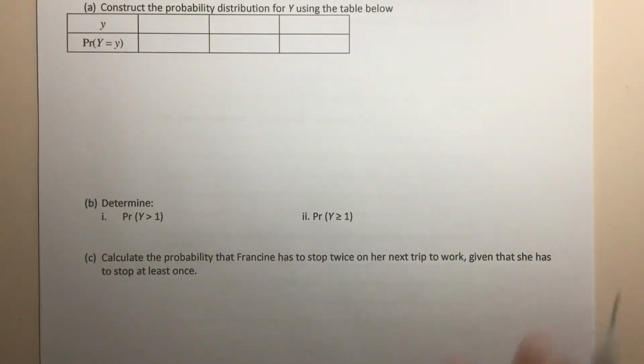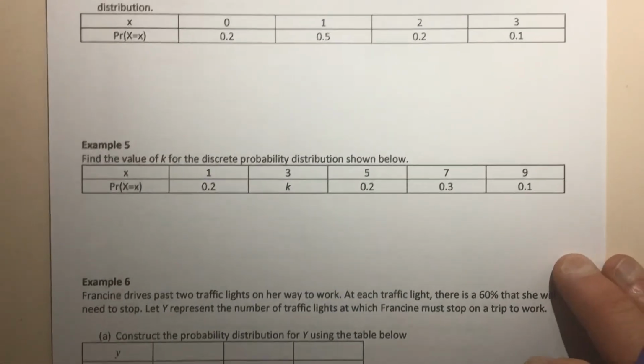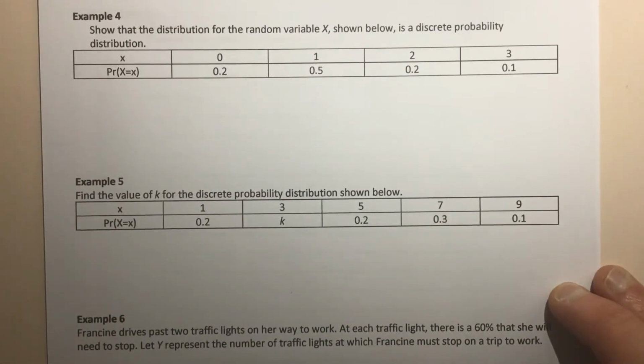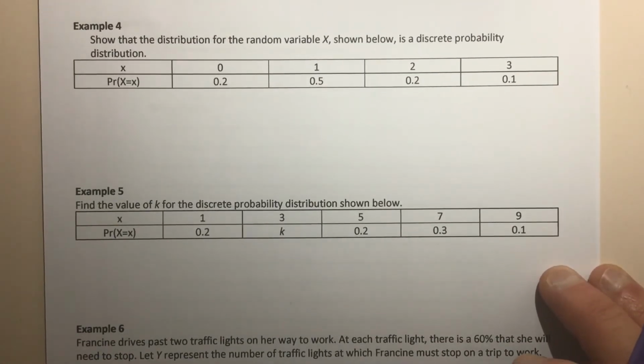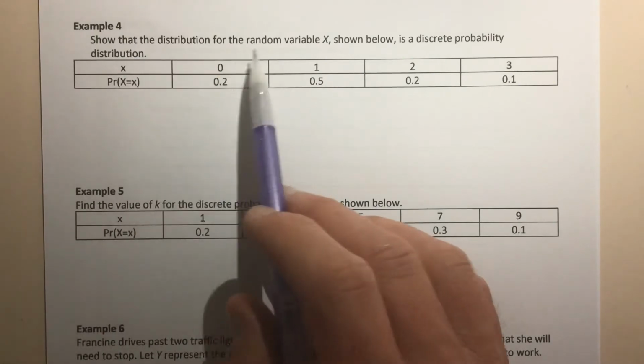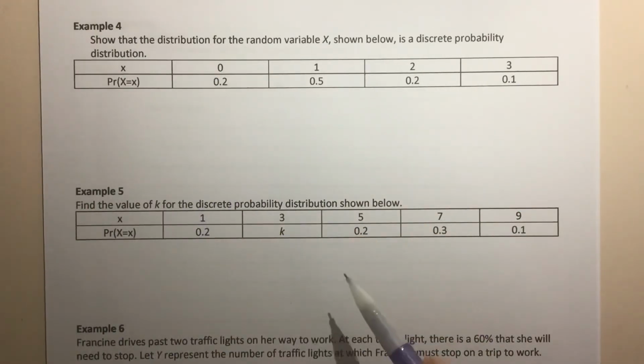All right, let's have a look at a couple more, and we'll see ways that questions can throw different things at you with these discrete probability distributions. So example 4, we have to show that the distribution for the random variable X shown below is a discrete probability distribution. So we really just have to show that the 2 conditions are satisfied here.